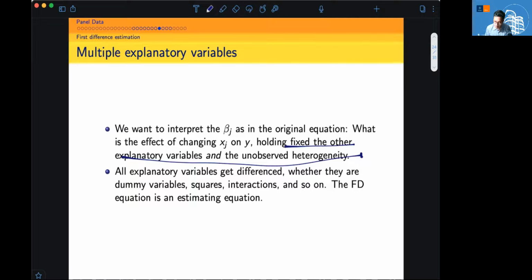So all explanatory variables get differenced, whether they're dummy variables, squares, interactions, and so on. So you can actually include a more flexible specification in the model. It doesn't really matter because it's also going to get differenced. So the FD equation is going to be the estimating equation. What does it mean to be the estimating equation? It's what you use to estimate the coefficient, but differencing doesn't change the meaning of that coefficient. So the interpretation is still the same as if you have the original model.